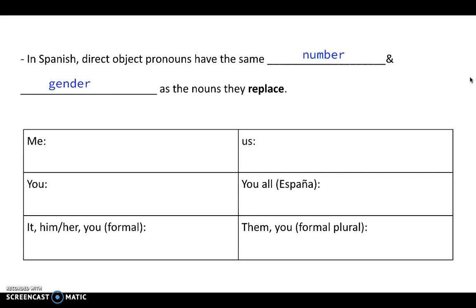In Spanish, the direct object pronouns have the same number and gender as the nouns that they replace. So me will still be me, and you will still be te. So this is if I need you to do something, or if you want me to bring something to the party, we would use these types of direct objects. It, him, her, or you formal would be lo or la, matching in the gender and the number being singular. Us would be nos. You all in España would be os, and them or you formal would be los or las, because here we're working with plural.